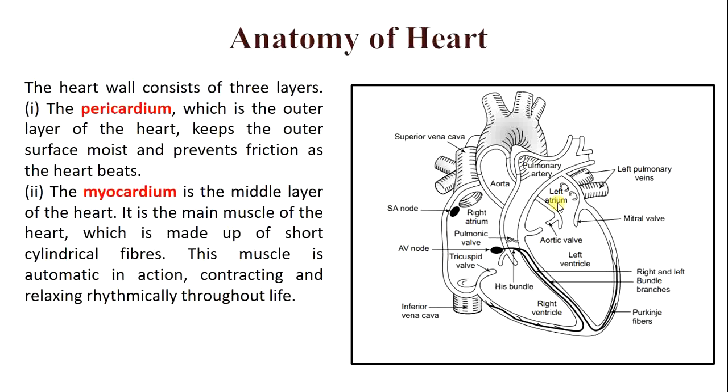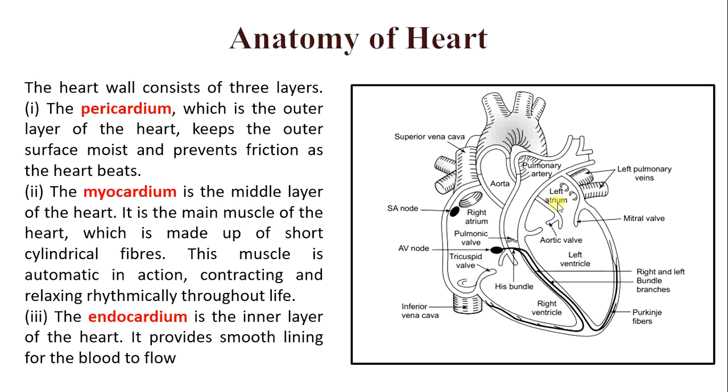The second is the myocardium layer. It is the middle layer of the heart and it is the main muscle of the heart, which is made up of short cylindrical fibers. This muscle is automatic in action, contracting and relaxing rhythmically throughout life. And the last layer is the endocardium, which is the inner layer of the heart, and it provides a smooth lining for the blood to flow.